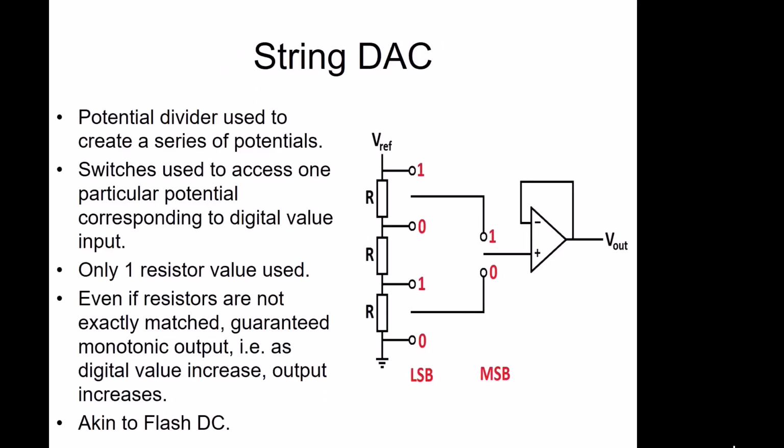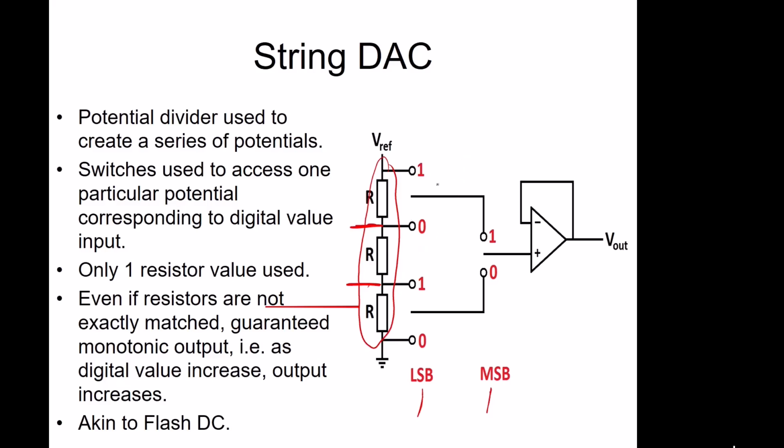Another option for a digital to analog converter is this string DAC. This is similar to the flash analog to digital converter, in which you have essentially a series of resistors providing a range of voltage levels at these different points, and then you have a series of switches for each bit of your digital value, and these activate accordingly to dial up the right value you want for your output.